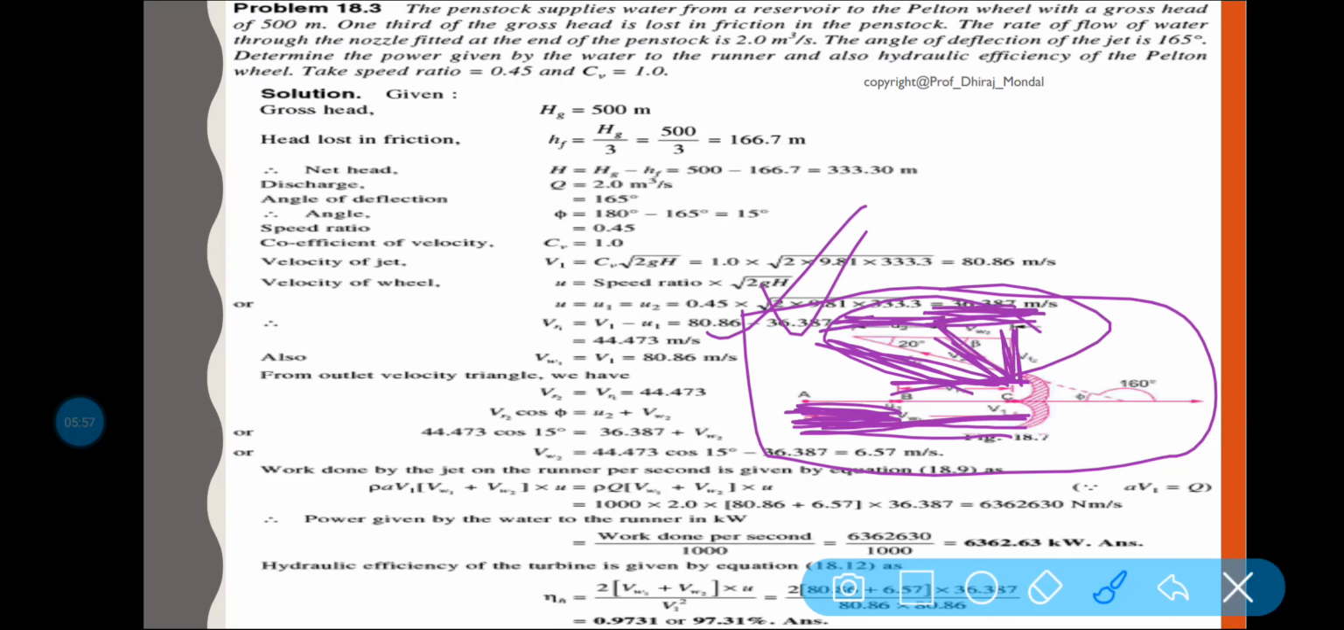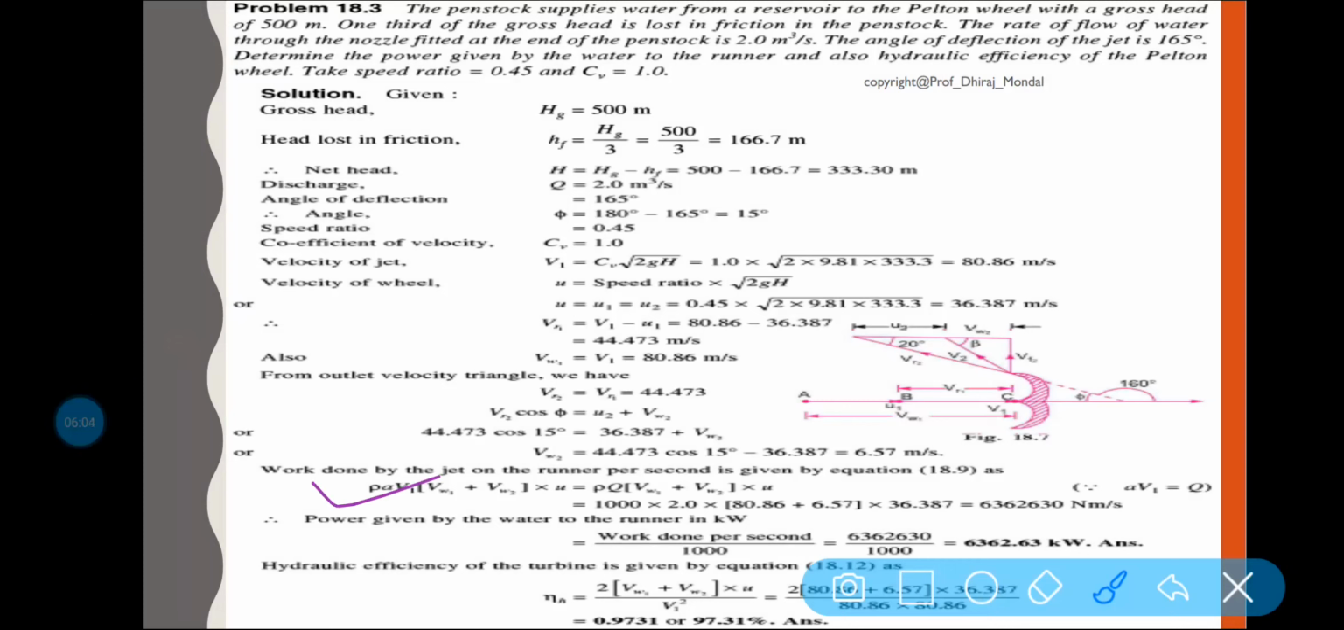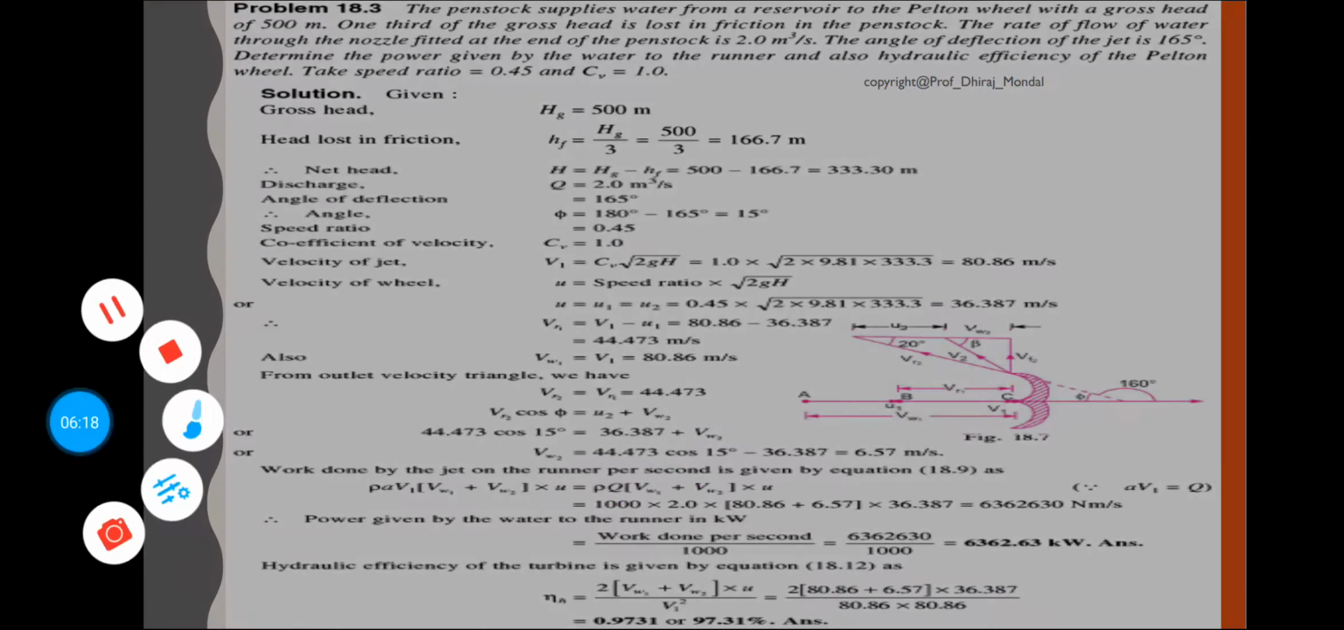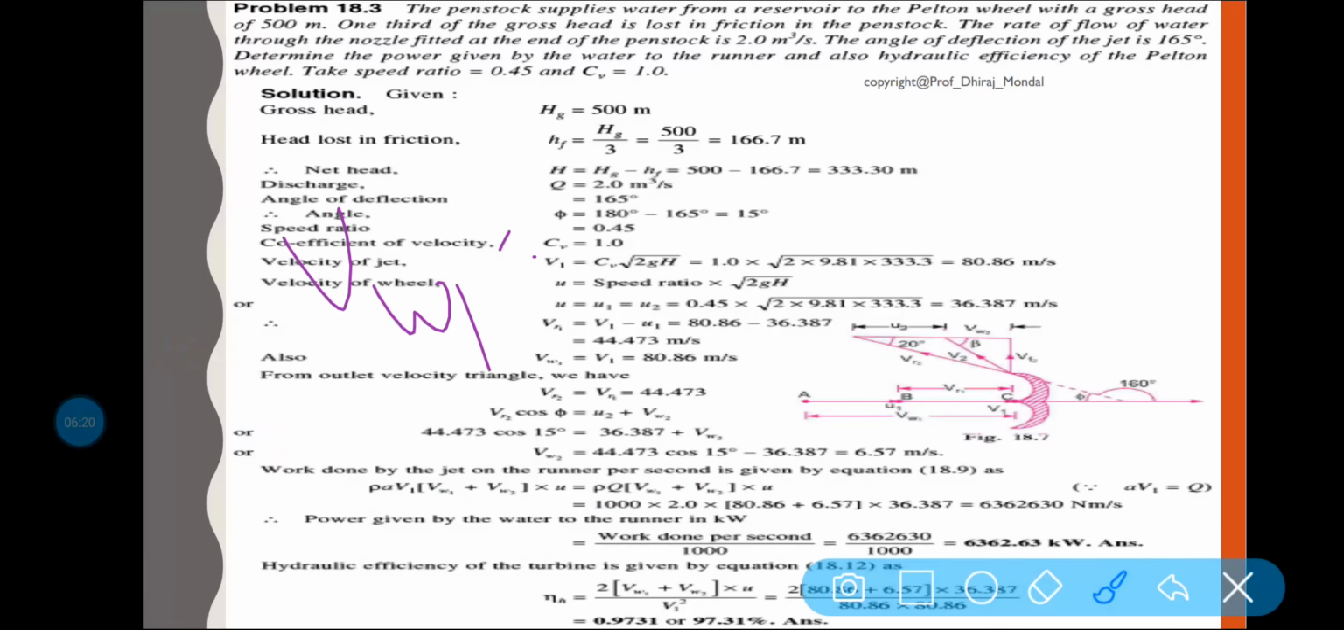Now, to find out the work done per second, you have to know what Vw1 and Vw2 are. The rest of the things are already given, and u1 you have already found from this equation. Clear? So how can we find Vw2? Vw1 is nothing but v1, so Vw1 is equal to v1, which is your 80.86 meter per second.